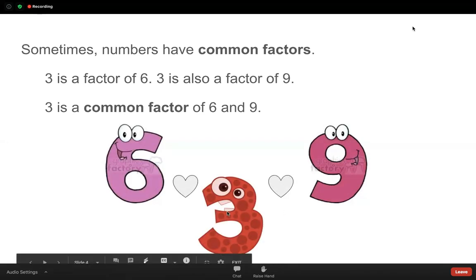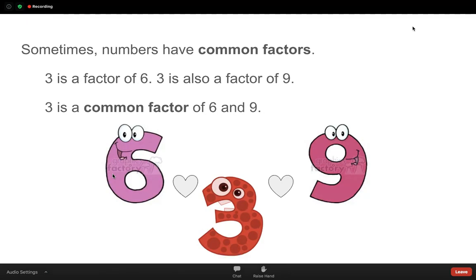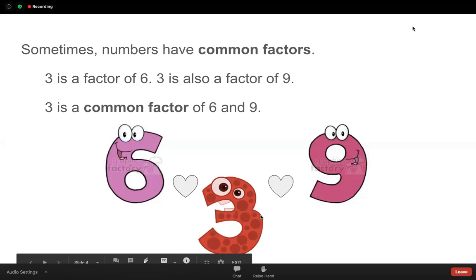Does everyone understand how 3 is a factor of 6? Because 3 times 2 is 6, but also 3 times 3 is 9. So 3 is also a factor of 9. So therefore, it's the common factor. It's being shared.